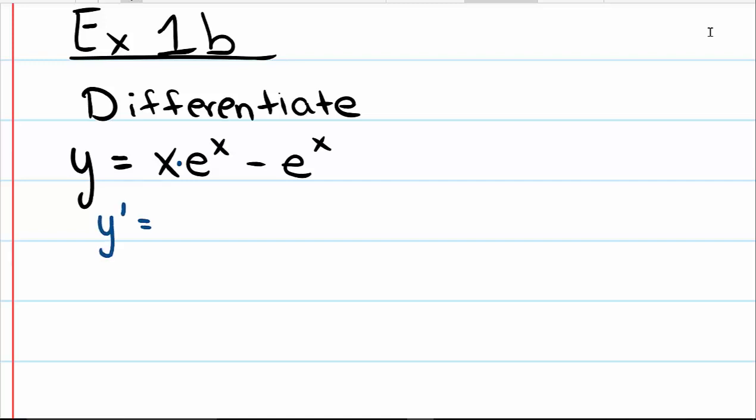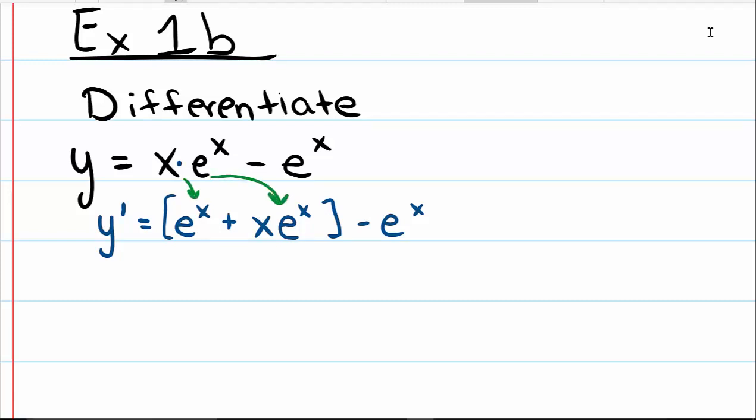Y prime is equal to, now here you have to use the product rule. So I'm going to get the derivative of the first, which is 1, times e to the x, plus x times the derivative of e to the x, which is just e to the x, minus e to the x. So again, this is the product rule. Okay, so in the green, we need to think product rule.